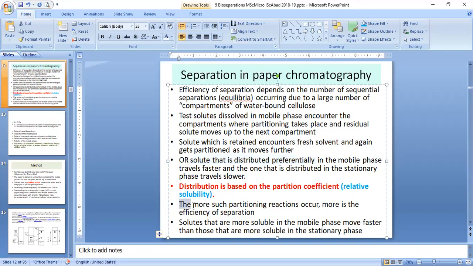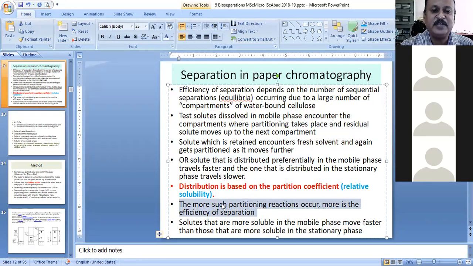Then another thing which is important is, the more the partitioning reactions happen, the more will be the separation efficiency. What is the meaning of this sentence? It means that if you have a bad quality chromatographic paper, a simple filter paper or blotting paper, where the paper itself is not very uniform, then the partitioning reactions that take place will be lesser in number. The compartments which are available sequentially will be lesser in number, and therefore the partitioning reactions will be lesser, and therefore the efficiency of separation will be less.